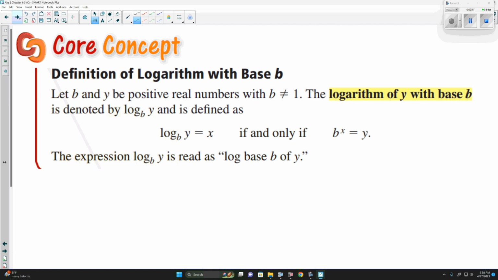Let b and y be positive real numbers with b different than 1, so we can't have a base that's equal to 1, kind of like what we talked about yesterday with exponential growth and exponential decay. Then this is true: log base b of y is equal to x if and only if b to the x is equal to y. So this statement's true only if both of these work, and we can switch from one to the other. So log base b of x equals y if and only if b to the y is equal to x.